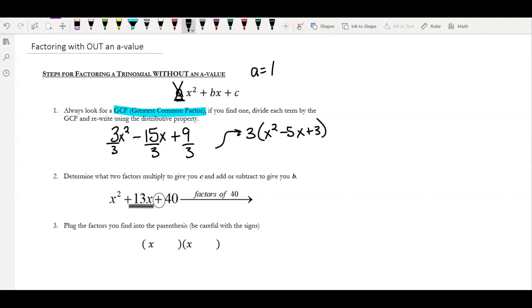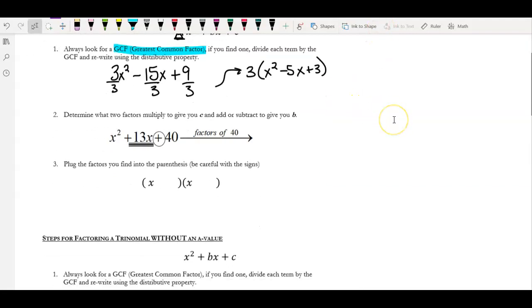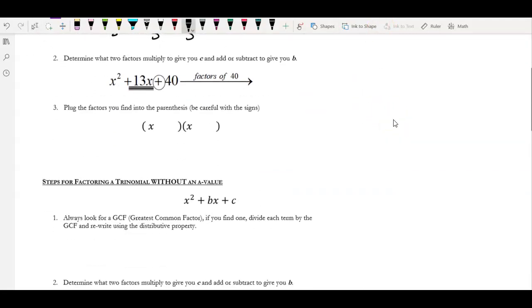Okay, so now let's look at what this next step is. And I teach this a little different. I don't have you think about the signs until the very end. All I do is look for factors that multiply to give 40 and add, that's why I circled the adding, to give 13. So I'm going to start off by finding my factors of 40. And I will always go in order. Sometimes when we skip order, we skip some and we're not sure, but by having an order, we know.